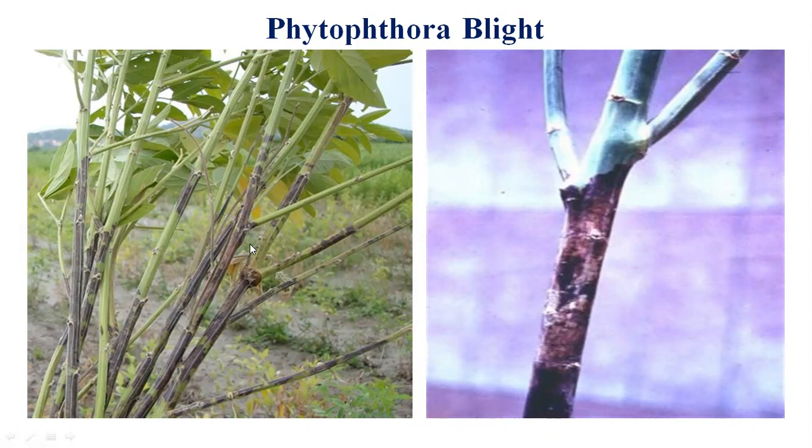The zoospores are responsible for the secondary infection and are carried by irrigation water as well as rain splash. So this is about Phytophthora blight, which causes heavy destructive losses to farmers in the case of pigeon pea.